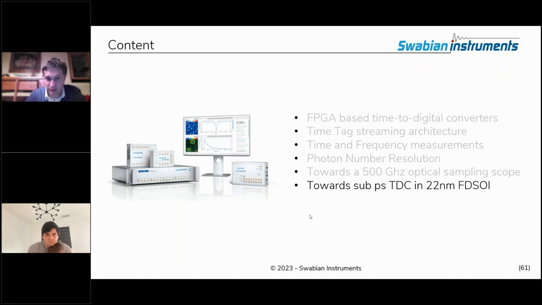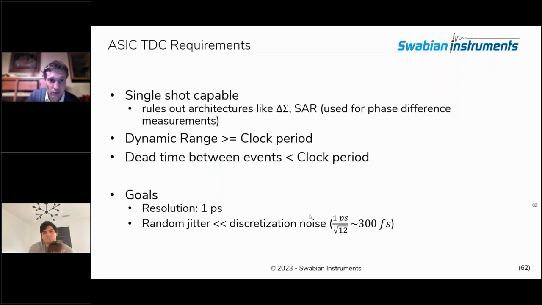And to really push this further, our homework is to implement a sub-picosecond time-to-digital converter. We set out to do this in a 22 nanometer FDSOI process, and I have 2 PhD students working on that. So the idea is to build an ASIC TDC, and it should be single shot capable. So delta-sigma and SAR architectures are ruled out because they need repeated measurements. The dynamic range should be larger than the clock period. That's important. And the goal is to go to 1 picosecond or below.